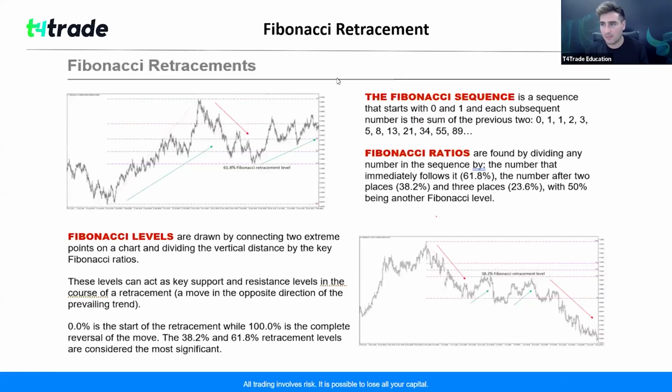Okay, so again, Fibonacci retracement, we mentioned what the sequence is. It starts with 0 and 1, and you add the previous number to the one you have in front of you, and you get a new one. We mentioned the Fibonacci ratios: the 61.8, the 38.2, the 23.6. How are they calculated? Pretty simple.